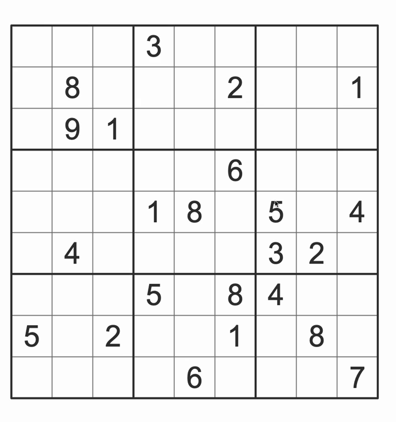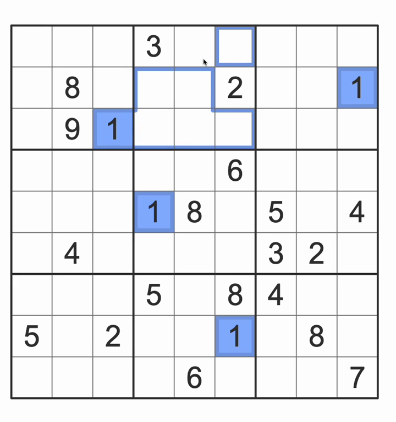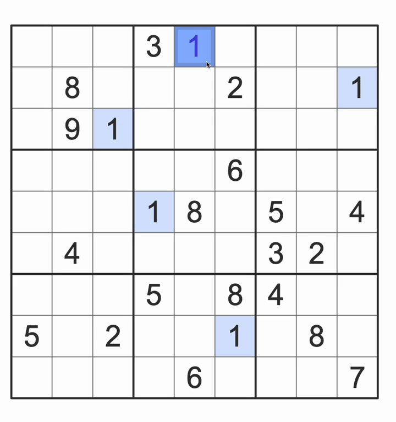First things first, let me place some singles. I can place one in box 2. These ones block these cells, so I get one here, and this one blocks this cell, this one blocks these, this one blocks here, so I can place one in row 6.